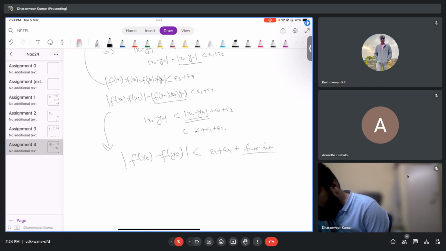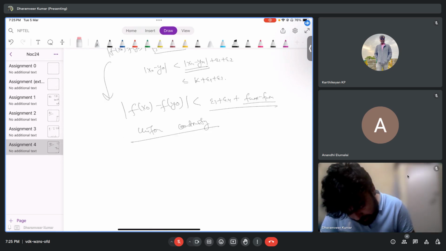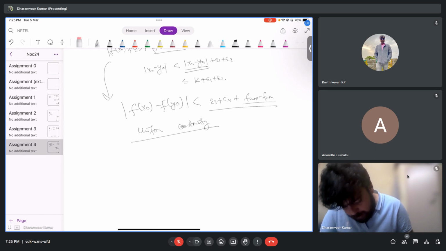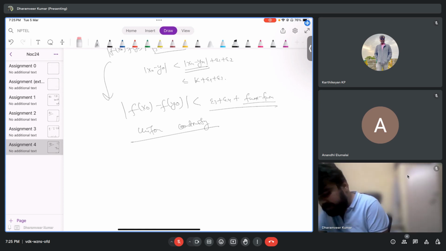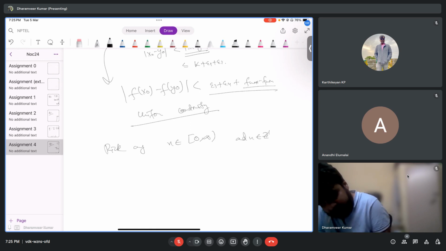So from here we can talk about uniform continuity. I'll come back to this. First I just want to talk about why it is not uniformly continuous on the rest of the space. Okay, so pick any x in 0 to infinity and n in Z plus.